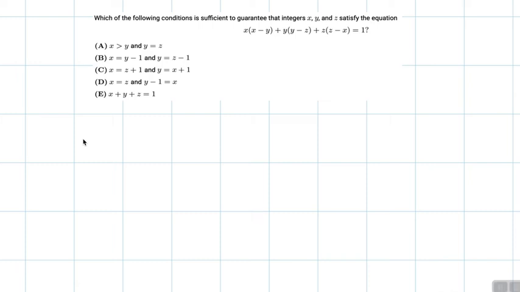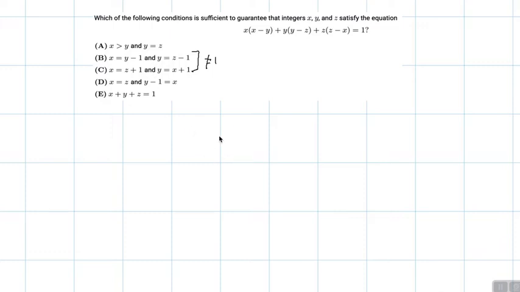Which of the following conditions is sufficient to guarantee that integers x, y, and z satisfy the equation? So for this one, these two, you can plug these in and try it. It comes out that the equation is not equal to 1. I'm going to save that because it takes up a lot of time. That does not come out to 1. But A and E, I will show you how I tested.